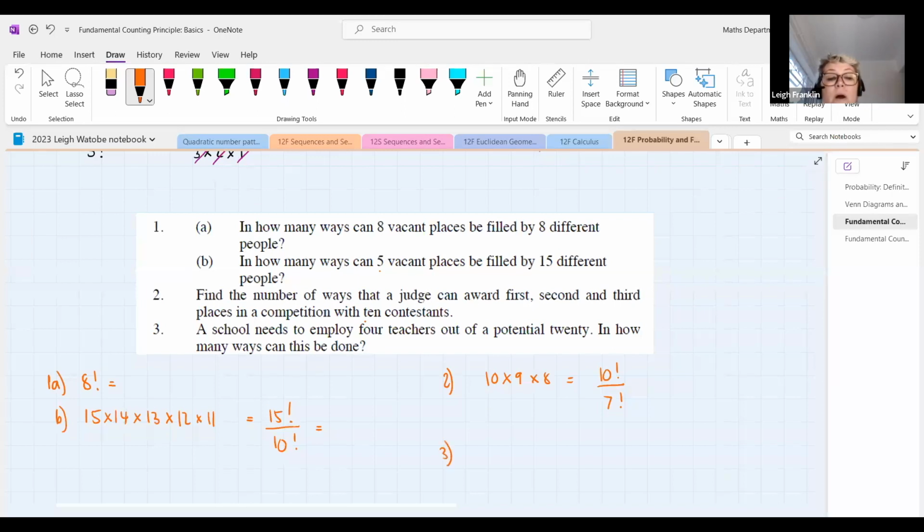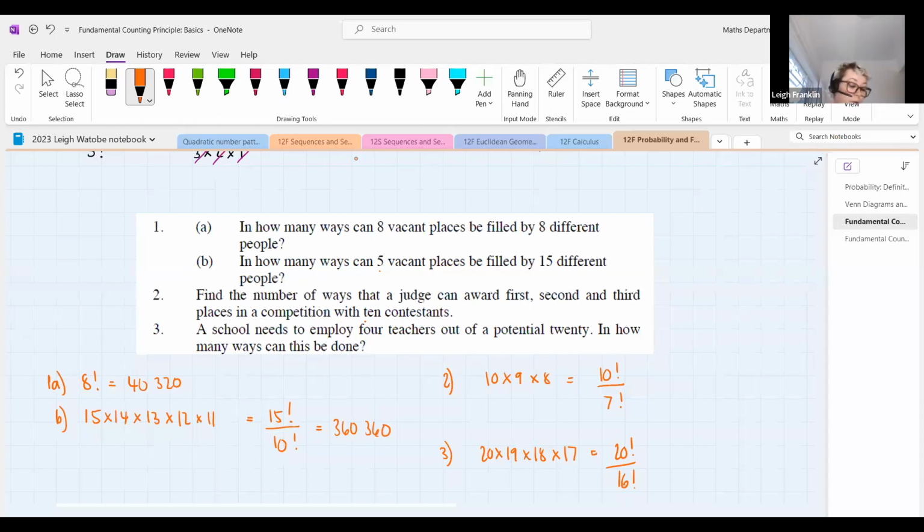And then the last one, we've got 4 teachers out of a potential 20. How can this be done? It would be 20 by 19 by 18 by 17, or 20 factorial over 16 factorial ways. And of course, we can work out what these values are. 8 factorial is 40,320. 15 factorial divided by 10 factorial is 360, which a bunch of you had said.